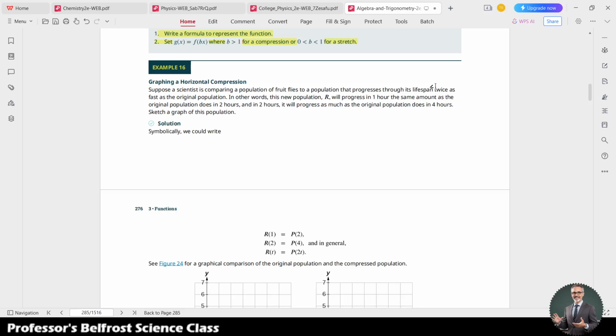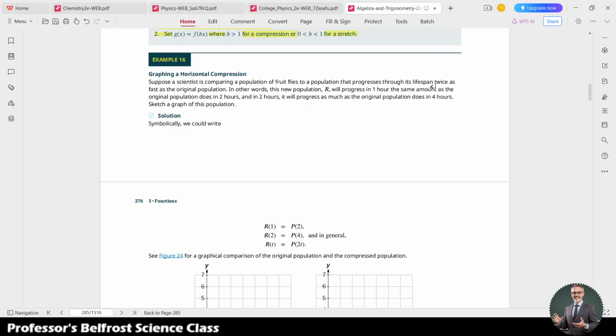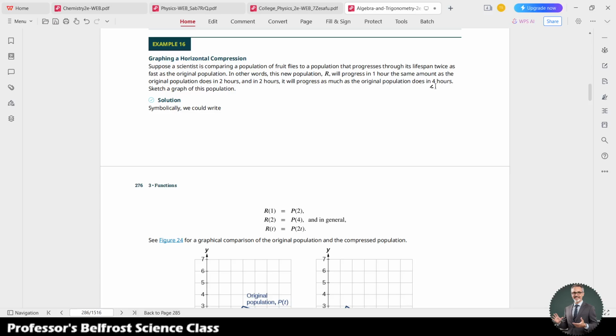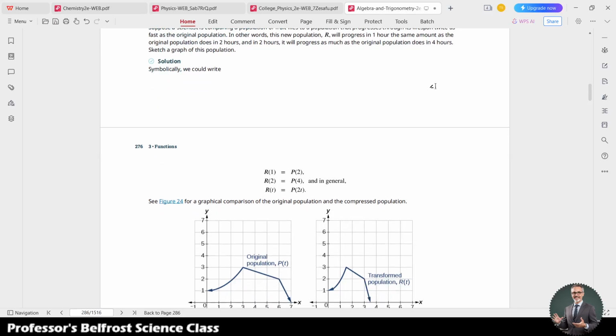Now, graphing a horizontal compression. Suppose a scientist is comparing a population of fruit flies to a population that progresses through its lifespan twice as fast as the original population. In other words, this new population R will progress in 1 hour the same amount as the original population does in 2 hours, and in 2 hours it will progress as the original population does in 4 hours. Sketch a graph of this population.